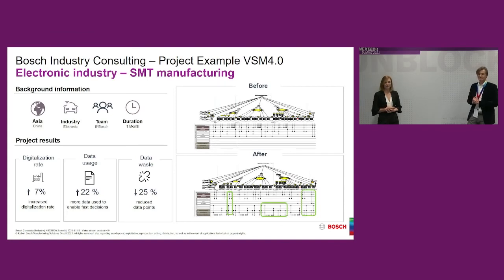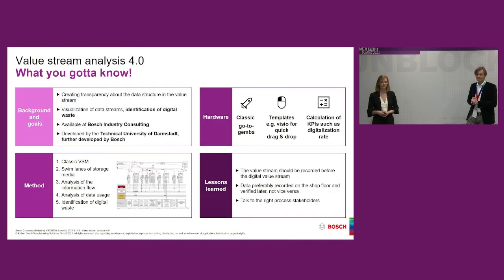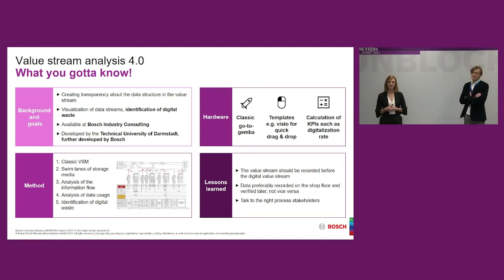Coming to an end, to put it all in a nutshell, we want to give you a short overview of this new method. Background and goals. Digital value stream mapping, value stream analysis 4.0, helps you create transparency about the data structure in the value stream. It creates a data streamline and identifies digital waste in the process. It's available at Bosch Industry Consulting and was initially developed by the Technical University of Darmstadt, who is now even looking for value stream design 4.0 as an enhancement of the mapping.